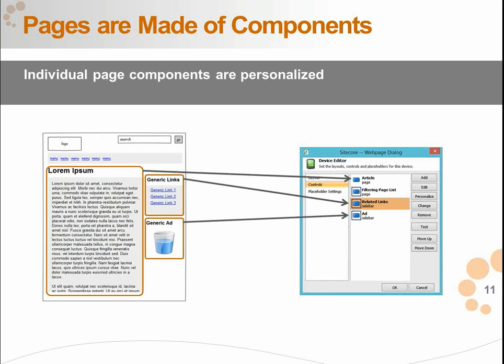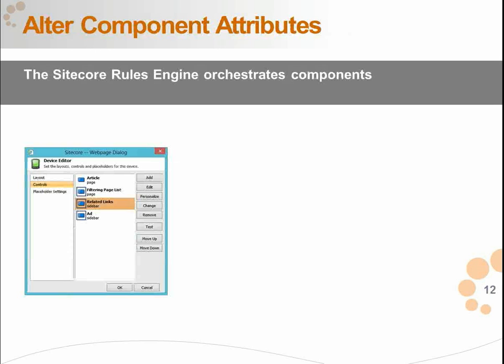With DMS, we use the Sitecore rules engine to orchestrate components. So it's the rules engine that is responsible for making a change to a component. So let's say that we're in the presentation definition dialog there. I've selected the related links component. Now I can press the personalize button and open up the personalization or the rules dialog.